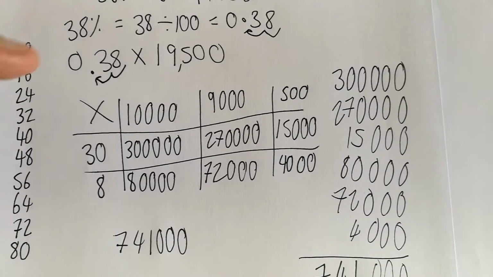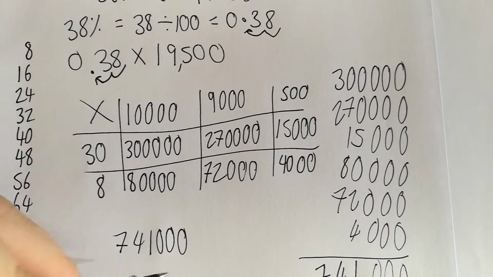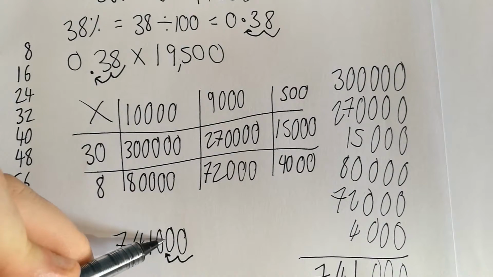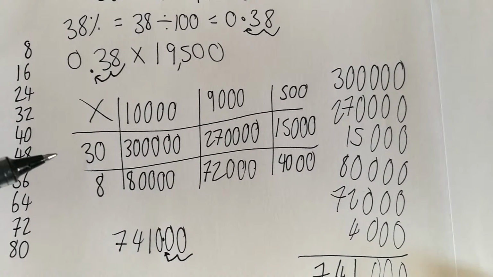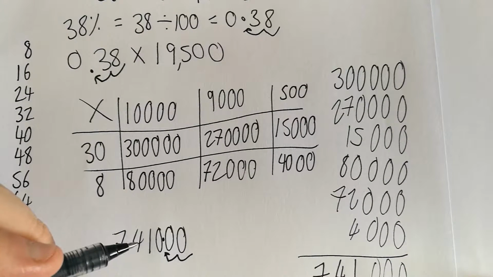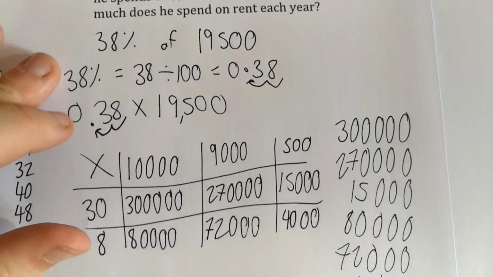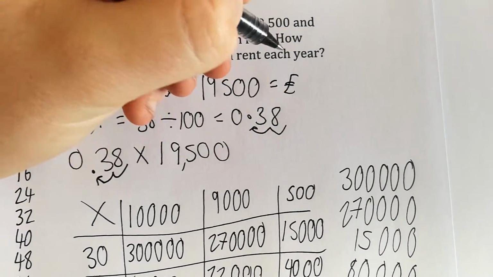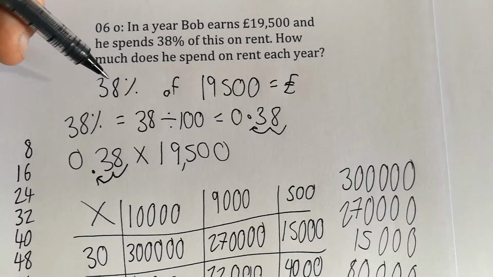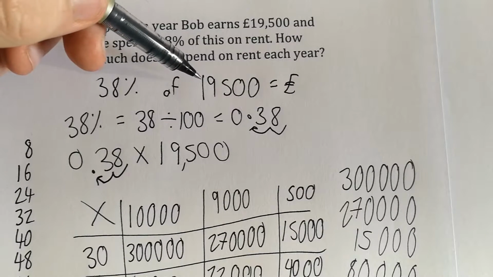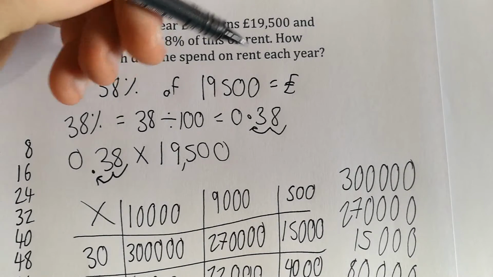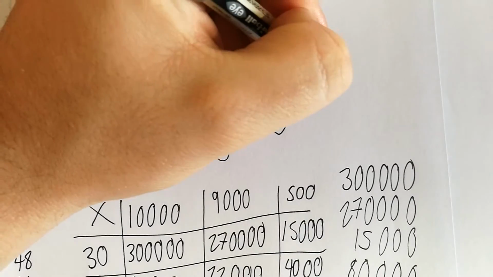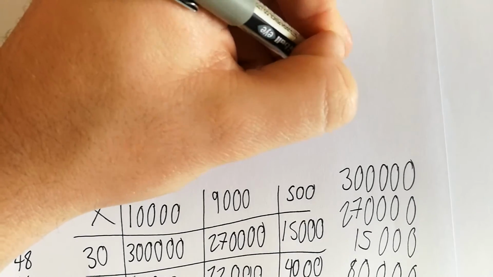But remember, we have to move our point twice. 1, 2, which puts it in there. So that's 7,410. So when we look back to here, we have 38% of 19,500 is 7,410.